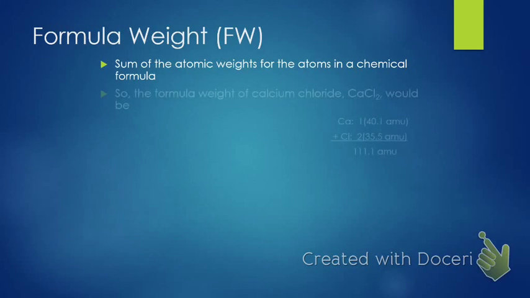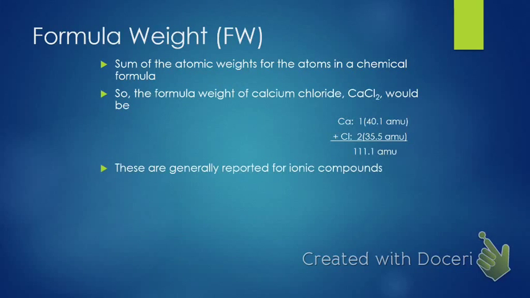If we did another example, like calcium chloride, we already have that one calcium is 40.1 AMU, and each chloride is 35.5 if you only go to the 10th position. So you have to multiply that by 2. When you add those together, it's 111.1 AMUs. Generally, when we talk about formula weight, we're reporting them for ionic compounds, whereas we use the term molecular weight whenever we want to talk about the atomic weight for a molecular compound.